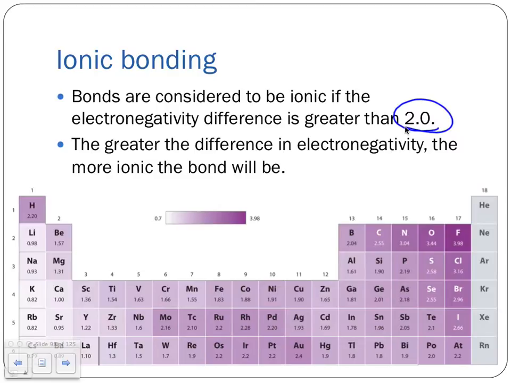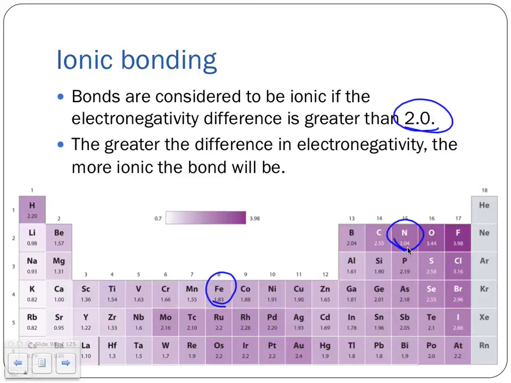So let's take a look. Let's say we wanted to figure out, hey, what about, let's say, iron and nitrogen? Would they form an ionic bond? All we have to do is look at the electronegativity. And so this table down here, this periodic table, is showing the electronegativity using the Pauling scale.